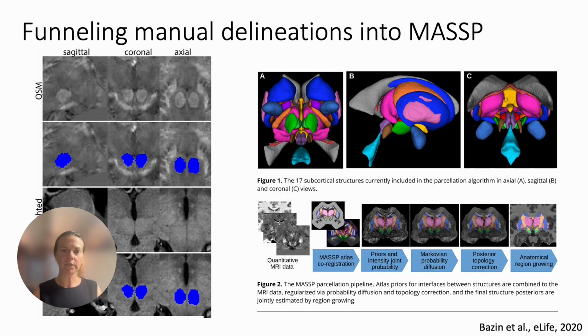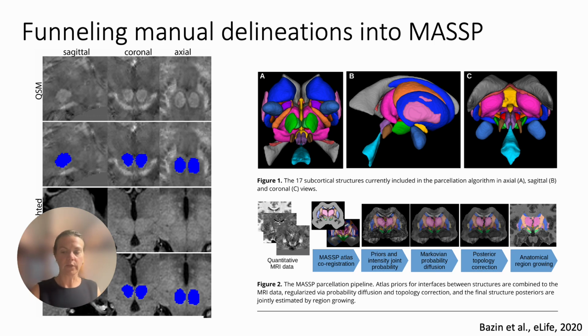And what MASP does, it learns how to detect and delineate these structures, and we roll it then out on all of the other subjects in the database so that we create individual delineations of all the structures that are in MASP for all the individuals in the database.